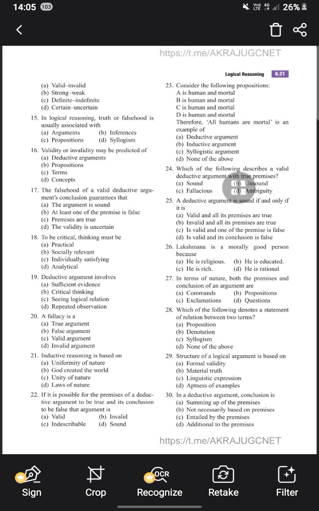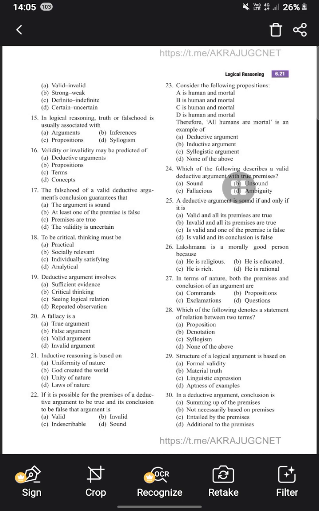The falsehood of a valid deductive argument's conclusion guarantees that at least one of the premises is false. To be critical, thinking must be what? That is analytical. Deductive argument involves seeing the logical relationship. So what does deductive argument involve? That is seeing the logical relationship.